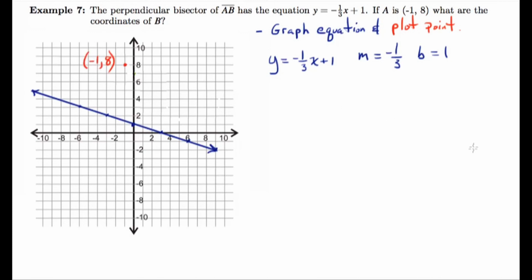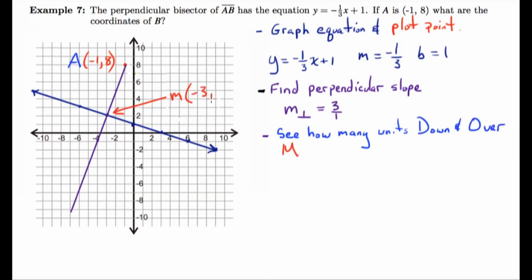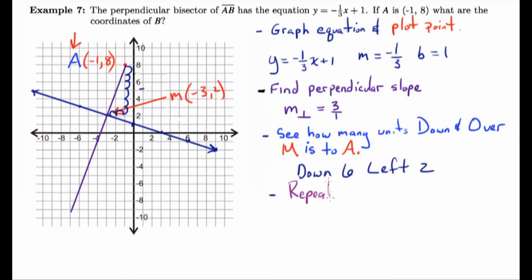So I'm going to graph the line and plot the point. Now this is one end of a segment. We need to find the other end of the segment by first graphing the line, which would be perpendicular to the perpendicular bisector. Then we have to see how many units down and over we go from A until we hit M. We'll call this M, the place where it crosses the perpendicular bisector. And in this case, we go down 6, left 2.